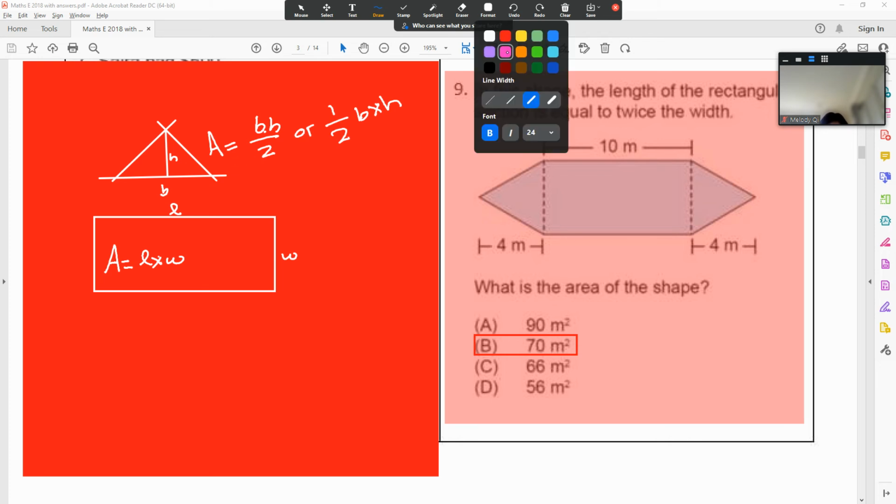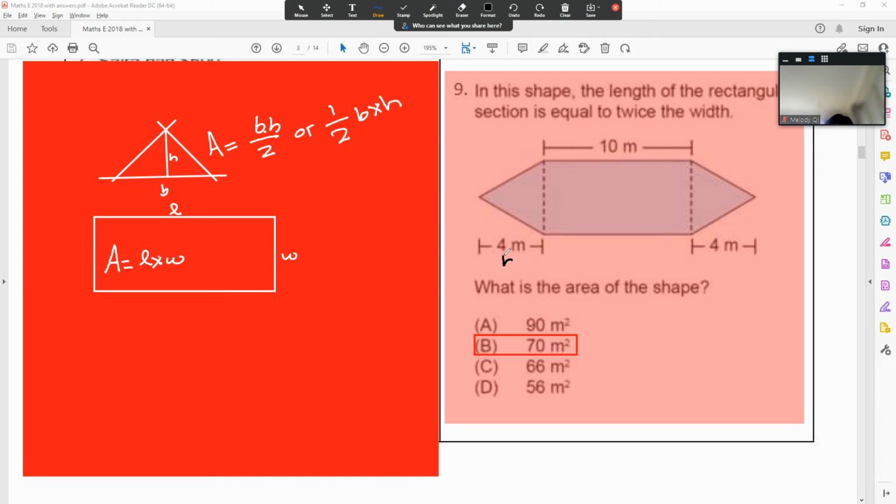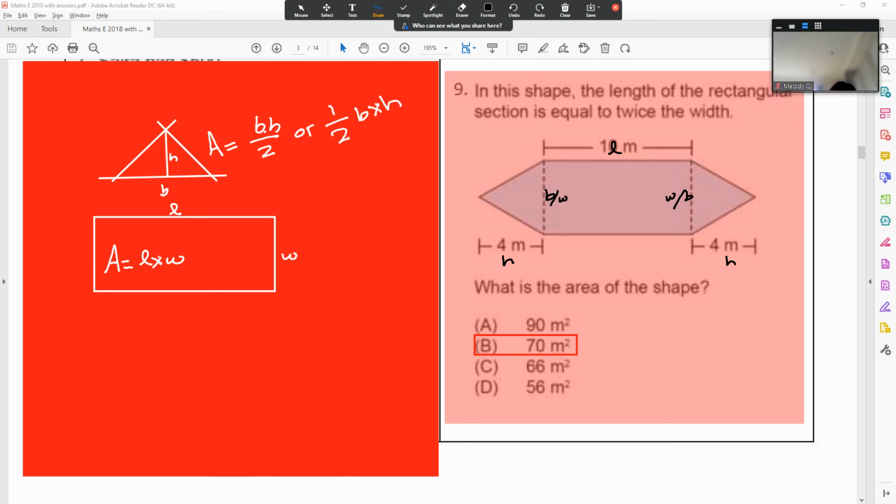So now, for this question over here, this is my height and this is my base for my triangle. This is my length and this is also my width. This also can be width. It says here, in this shape, the length of the rectangular section is equal to twice the width. So this must be 5 meters because it's twice 10, right? The length is 10 meters and that 5 meters is twice. So now we know what the base is. The base is 5 meters.